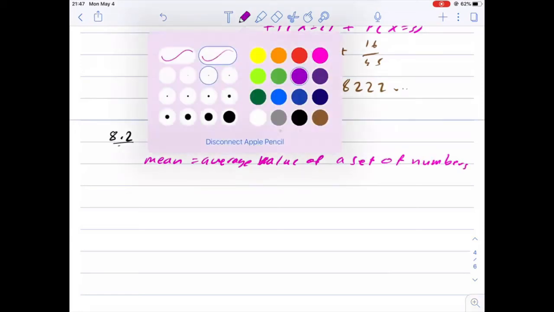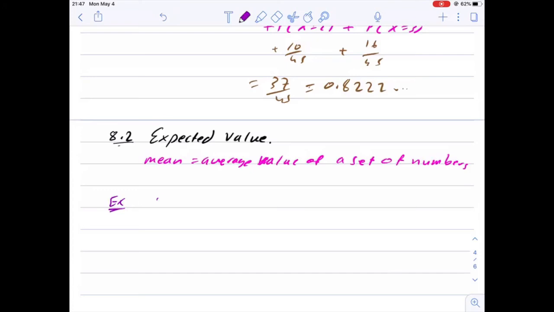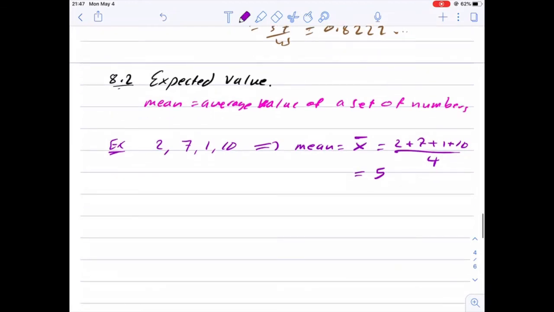For example, if we have the set of numbers 2, 7, 1, and 10, then the mean, denoted as x bar, is equal to the sum of these values divided by the number of these values, which is 4, and this is equal to 5. Now we use this notation.